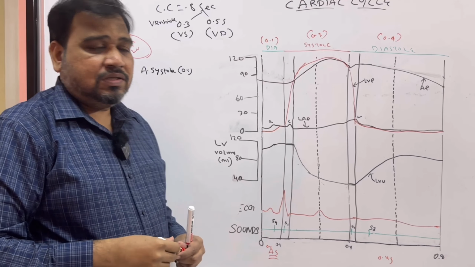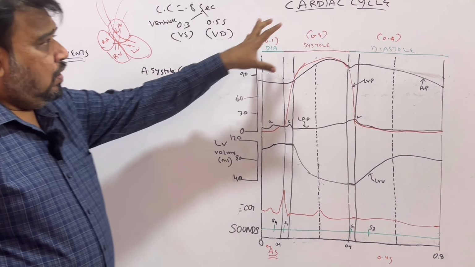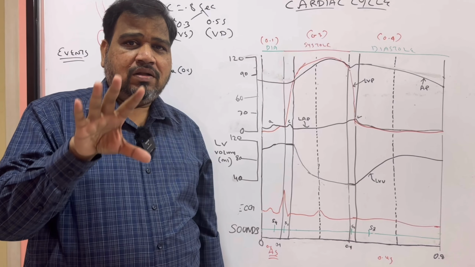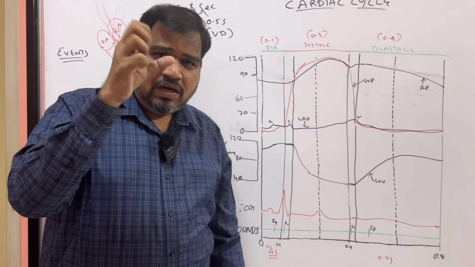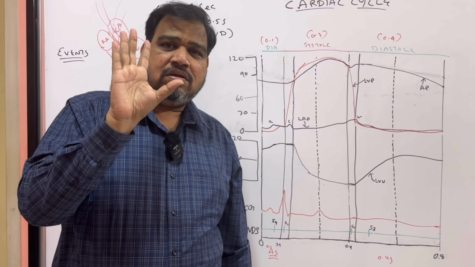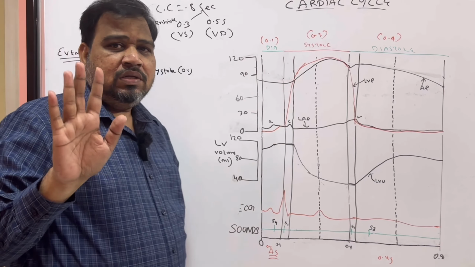Atrial systole, just concentrate. You all know the cardiac cycle definition is the cycle of events that occurs in the heart from one beat to the next same beat. Otherwise, if the heart contracts, from that contraction to the next time the heart contracts, all those events are called the cardiac cycle. So if I start from here until it comes back to here, that is the cardiac cycle.